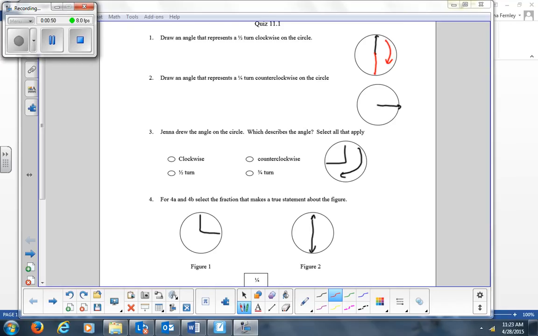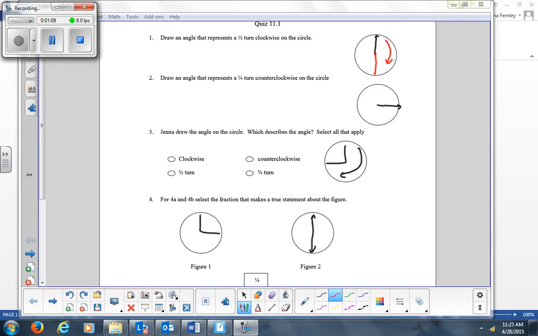But it says 1/2 turn. Yep. So if I start at my 12, I'm going to end up at my 6. I thought it was a 1/2. It is half. Do you see how that's cut in half? Okay. All right, number 2.